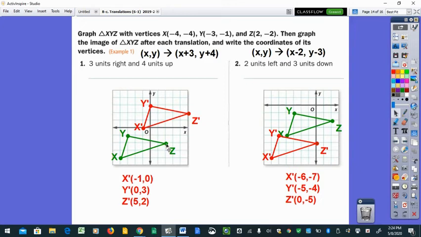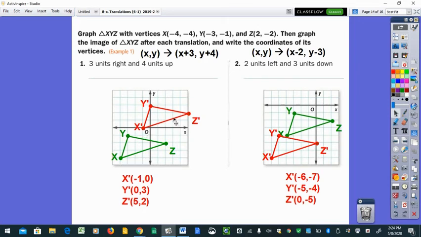So when you're doing it on graph paper, just to remind you, you can simply count each corner point and move it 1, 2, 3, and then 1, 2, 3, 4 to get the new corner point. And you do that 3 right and up 4, and 3 right and up 4, with every corner.